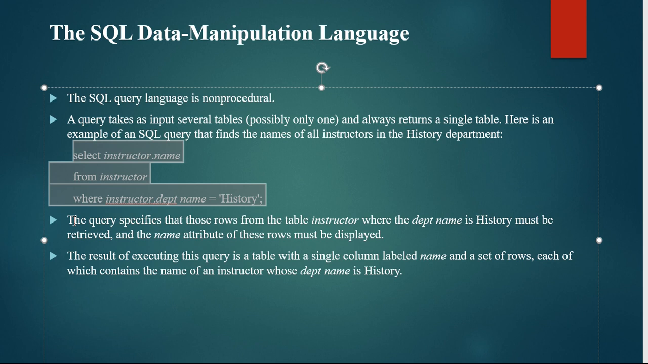The query specifies that those rows from the instructor table where the department name is history must be retrieved, must be accessed, must be visible, and the name attribute of these rows must be displayed. The result of executing this query is a table with a single column labeled name, and there will be multiple rows, each of which contains the name of an instructor whose department is history.